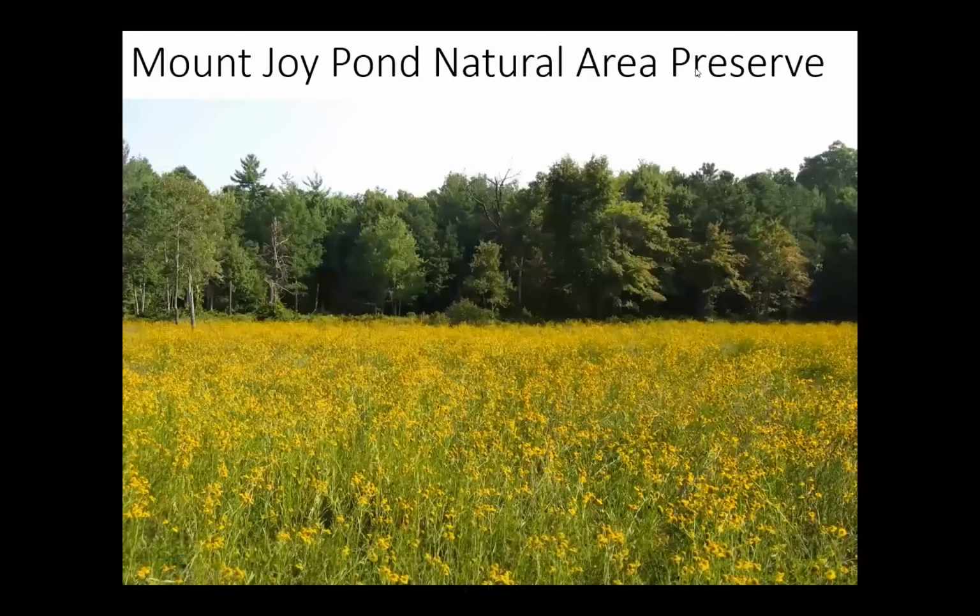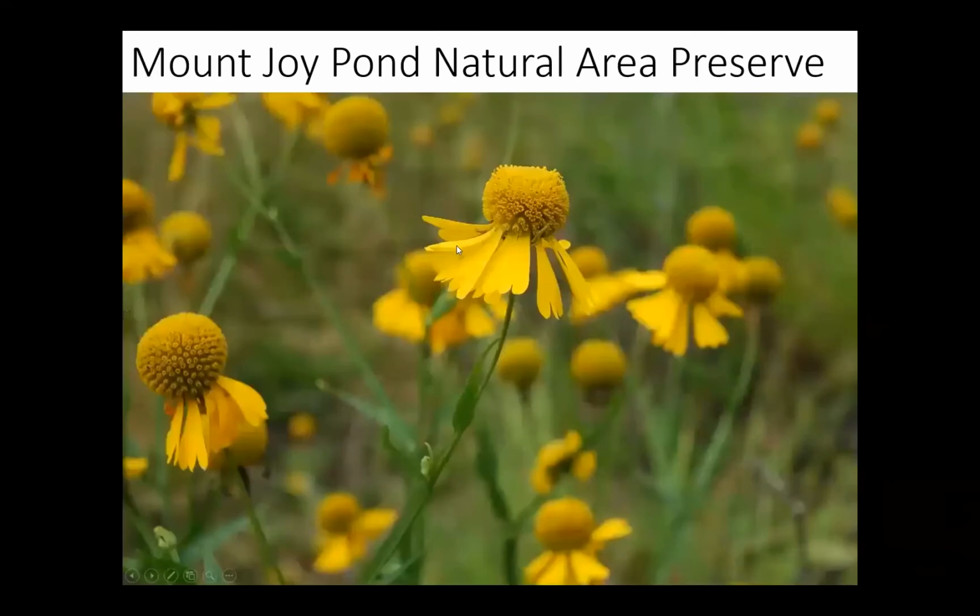One of the rare species of wildflower found within Mount Joy Pond is shown here, Virginia sneezeweed, Helenium virginicum. A close-up view of Virginia sneezeweed here shows just how beautiful this flower is during its midsummer peak bloom. The sinkhole pond within Mount Joy Pond Natural Area Preserve, where species such as Virginia sneezeweed thrive, has variable periods of flooding and dry periods during which it's dry.